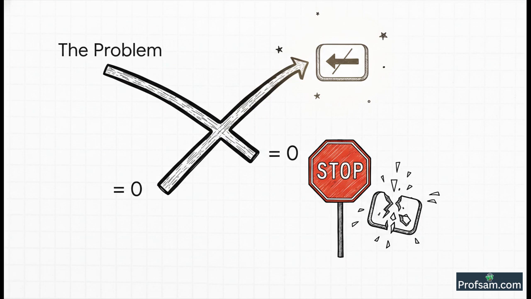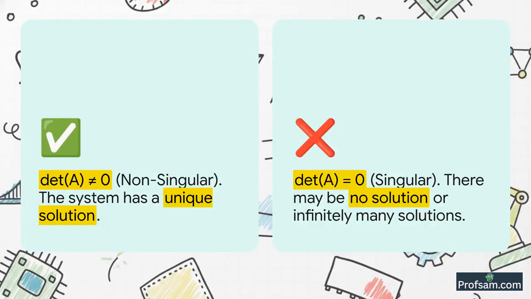Here's the deal. You can only find the inverse of a matrix A if its determinant is not 0. If the determinant of A is 0, then the inverse simply does not exist. The matrix is called singular, and our method comes to a complete stop. So let's break that down. If the determinant of A is not 0, everything is perfect. We call the system consistent, and you will get exactly one unique solution. It's like having one clear target.